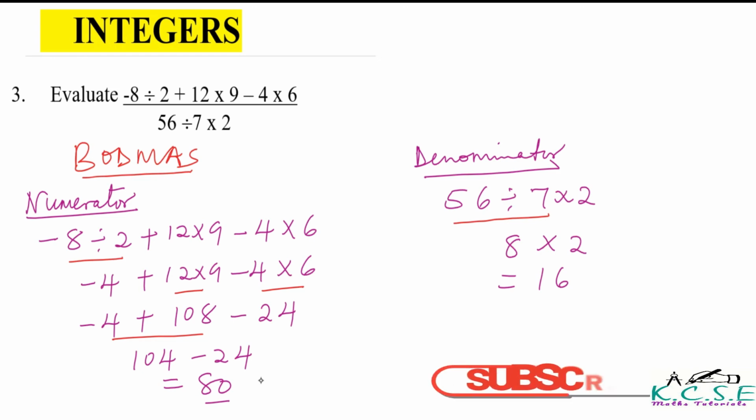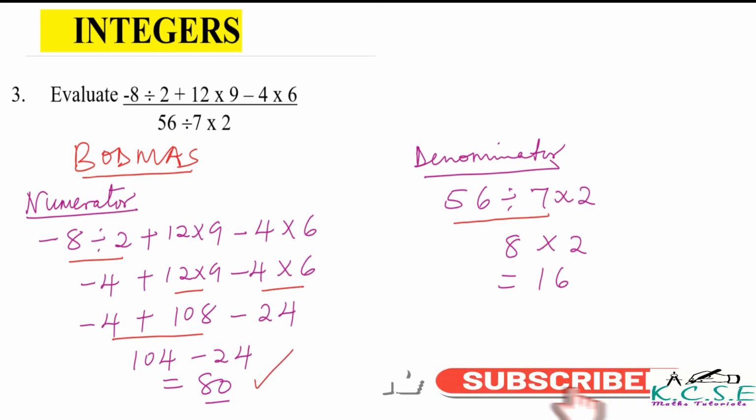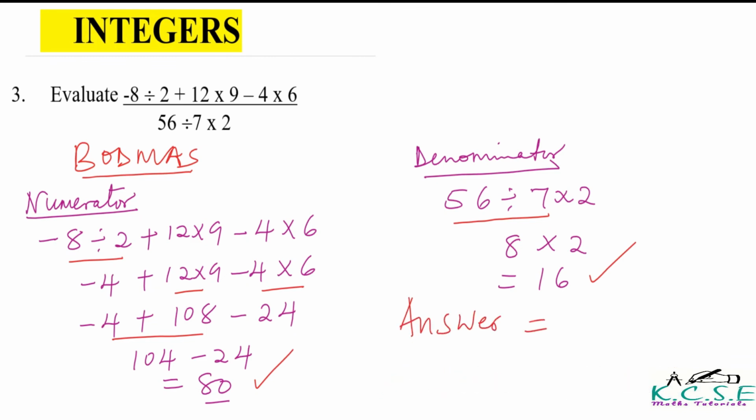Now the solution for the numerator is 80. The solution for the denominator is 16. So therefore, the answer, you get it by dividing the 80 from the numerator by the denominator, which is 16, and this one gives 5 as the correct answer.